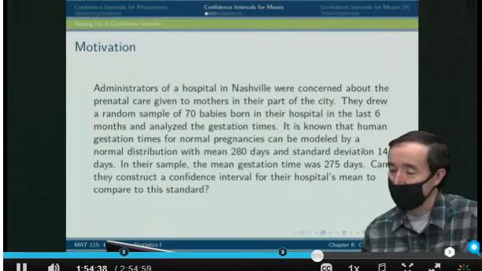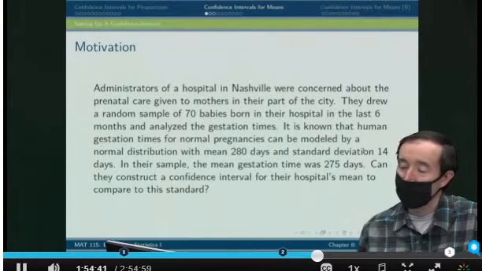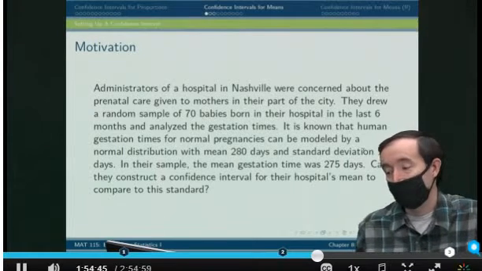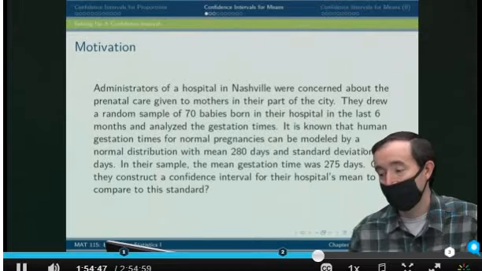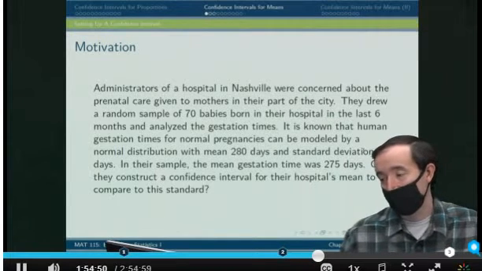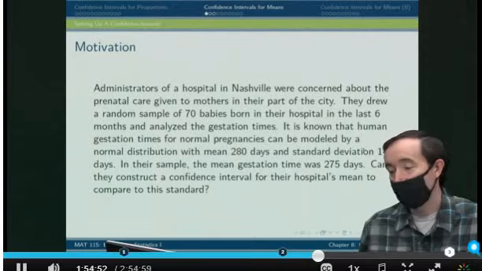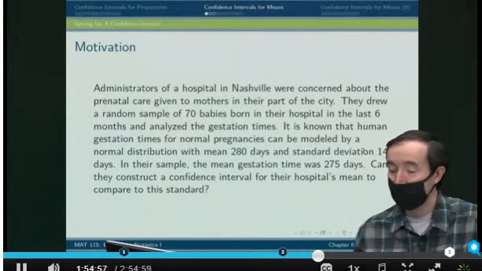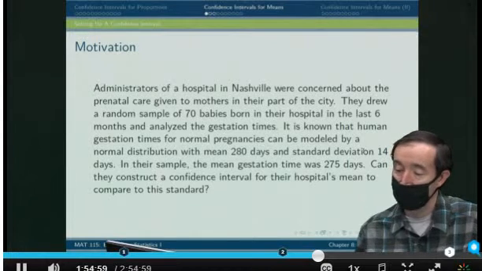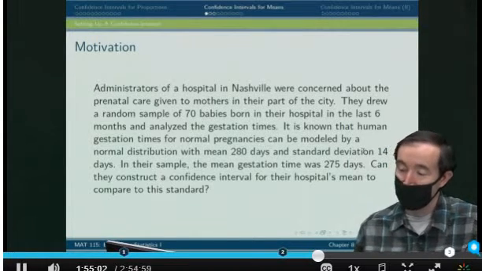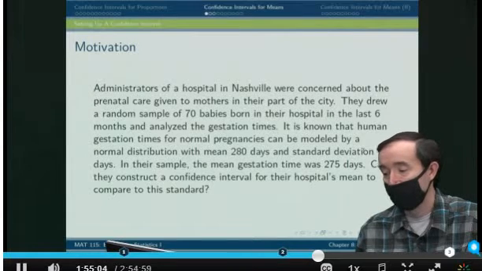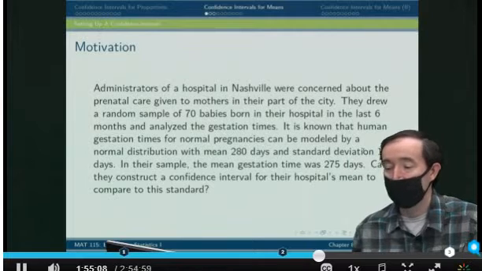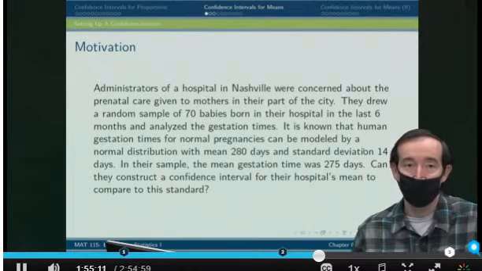Administrators of a hospital in Nashville are concerned about the prenatal care given to mothers in their part of the city. They drew a random sample of 70 babies born in their hospital in the last 6 months and analyzed the gestation times. We know that human gestation times for normal pregnancies can be modeled by a normal distribution with a mean of 280 days and a standard deviation of 14 days. In their sample, the mean gestation time was 275 days. Can they construct a confidence interval for their hospital's mean to compare to the standard 280 and 14?